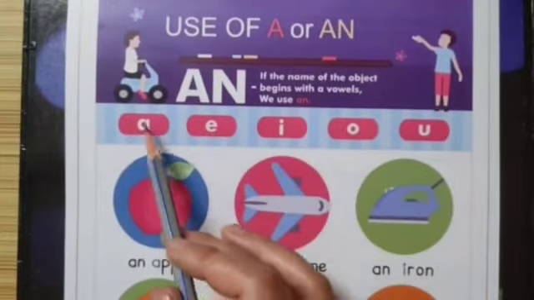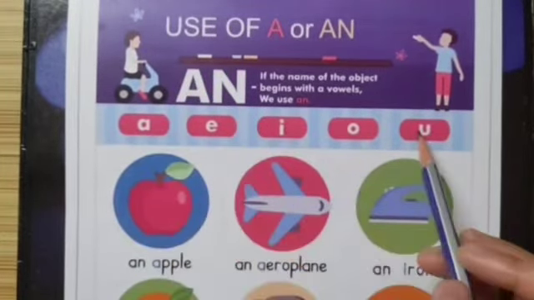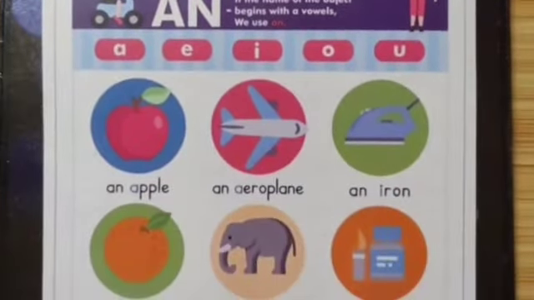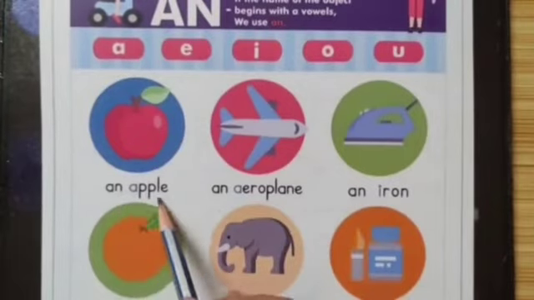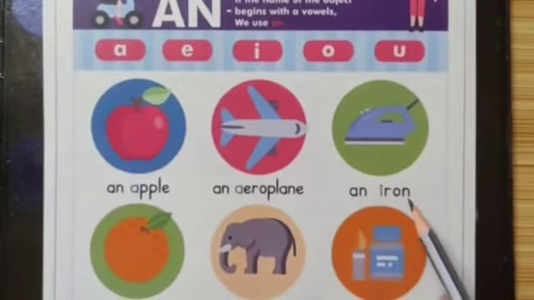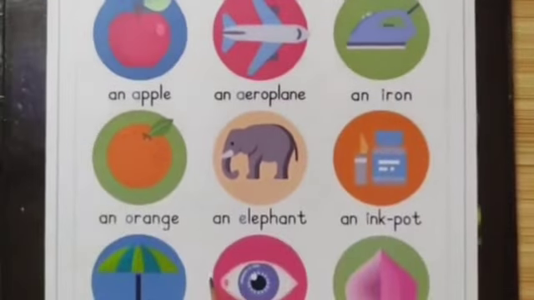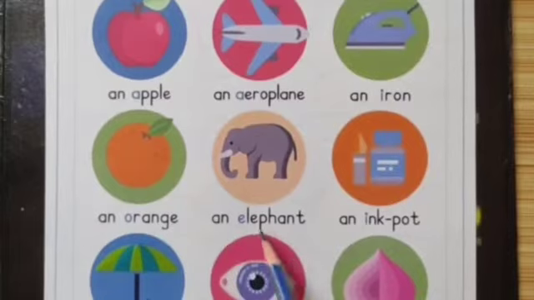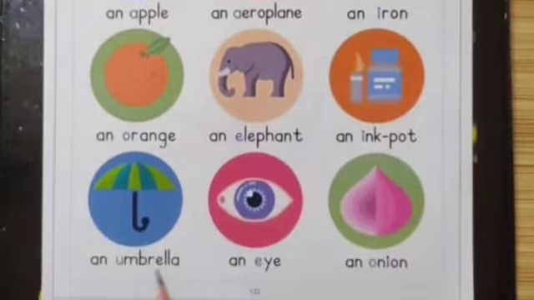The alphabets A, E, I, O, U are called vowels. Now let's see some examples. An apple, an aeroplane, an iron, an orange, an elephant, an ink pot, an umbrella, an eye, an onion.